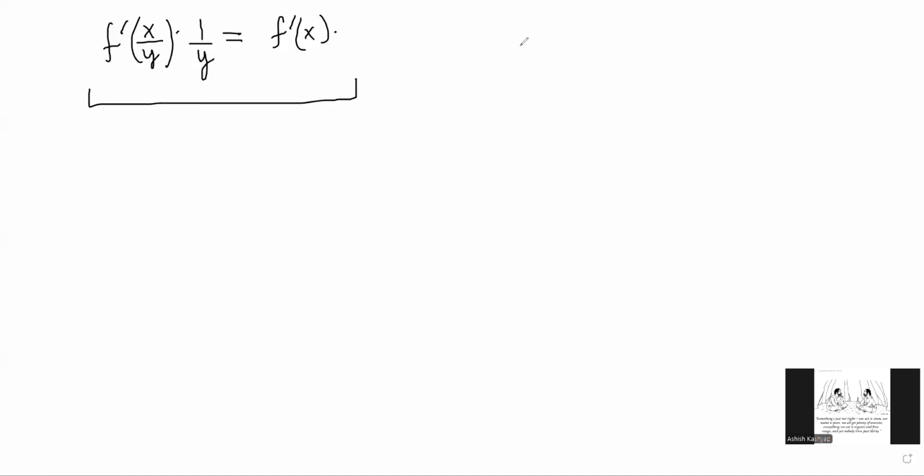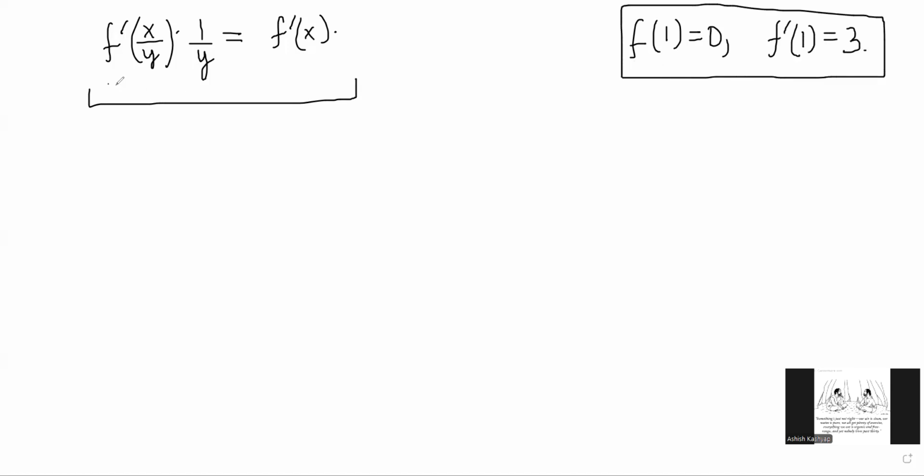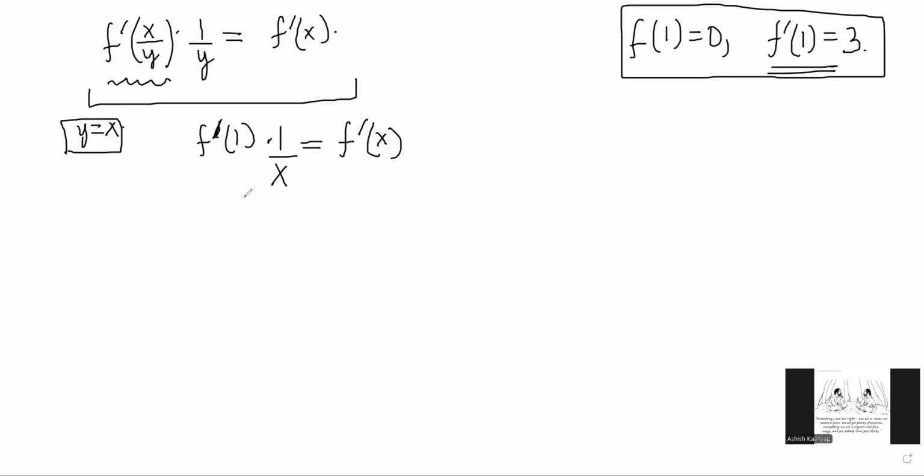Now here, I can use the fact that f of 1 is 0 and f dash 1 is 3. These things we already knew from before. So here there is an f dash term, so let me try to use this. In order to use this, I will have to put y is equal to x here. So if you put y is equal to x, I get f dash 1 by x is equal to f dash x, right? So f dash 1 is 3, so 3 by x is equal to f dash x.